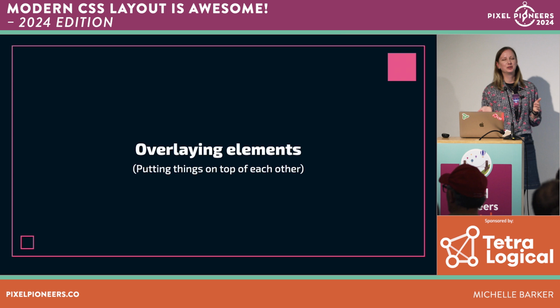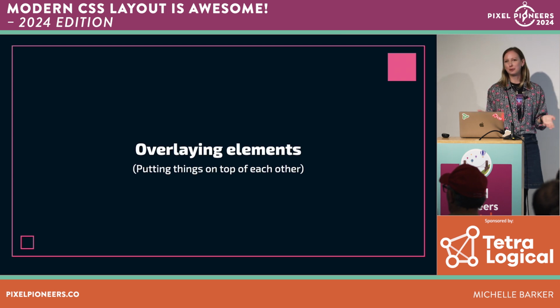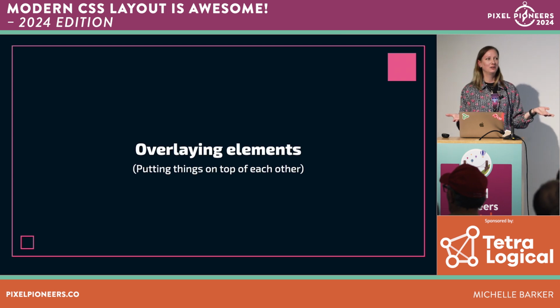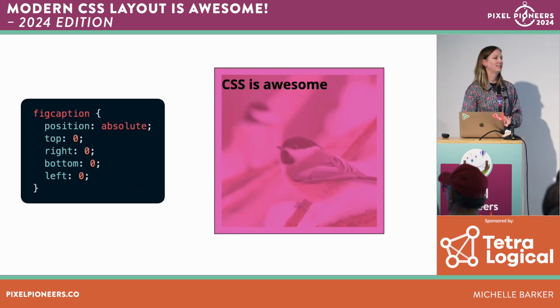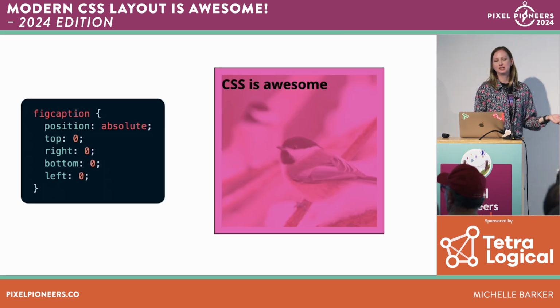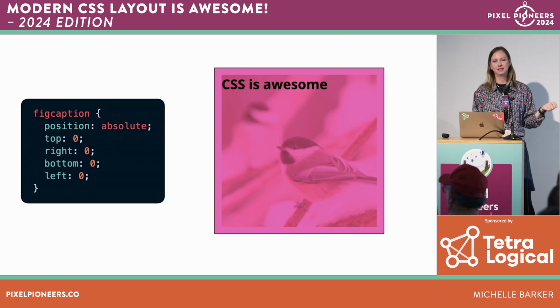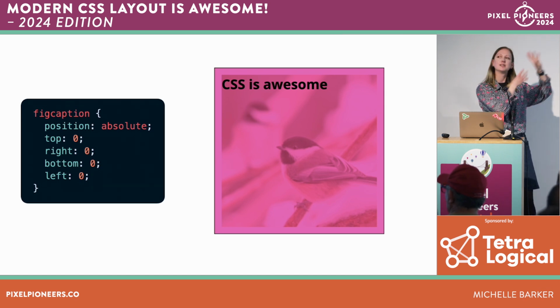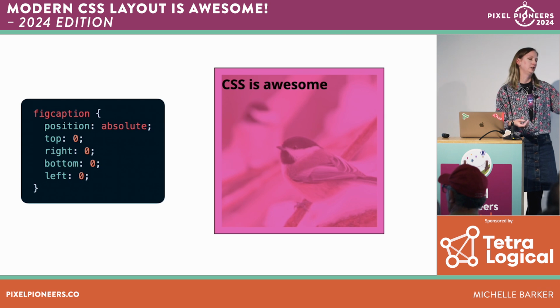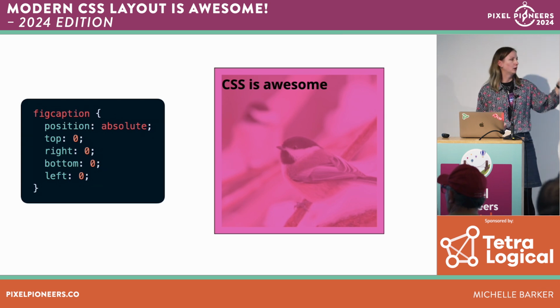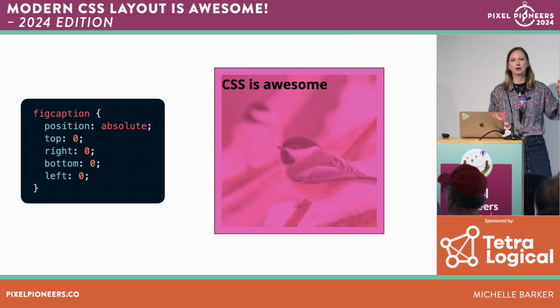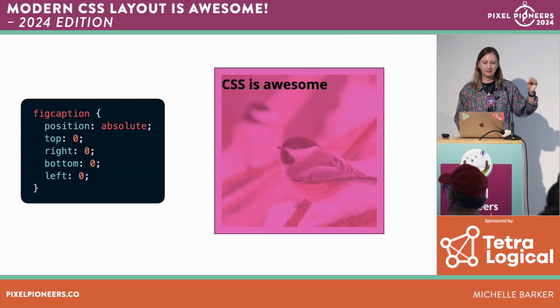Now, how often do we want to place one element on top of another one in CSS? Well, for me, it's pretty often. And a typical way to do that would be with absolute positioning, using the top, right, bottom, and left properties. So I've got this caption I want to overlay on this image. I'm going to use position absolute, and then top, right, bottom, and left set to 0. Or we could use width and height instead of some of those properties.